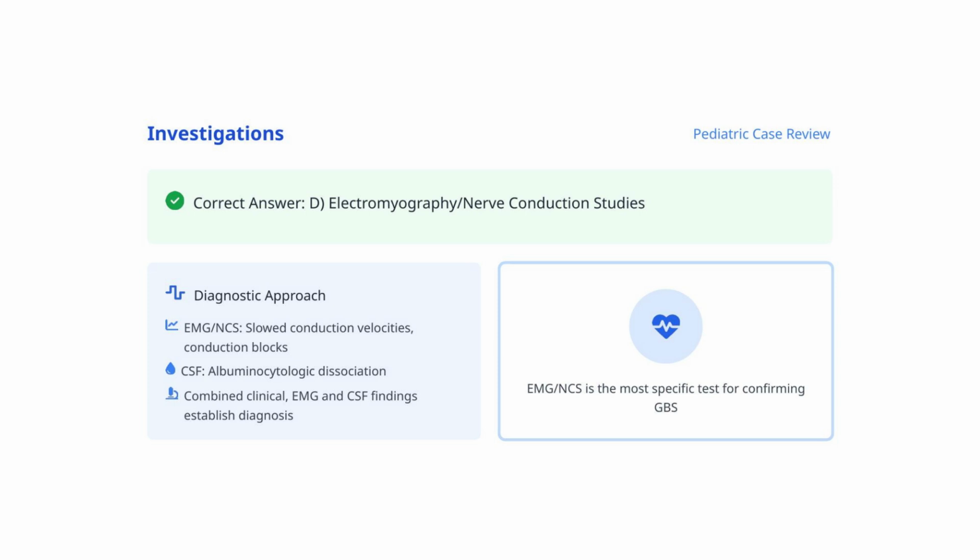Lumbar puncture is also important, typically revealing albuminocytologic dissociation with elevated protein but normal cell count. However, CSF protein may be normal early in the disease course. The diagnosis is established by combining clinical presentation with supportive EMG and CSF findings.